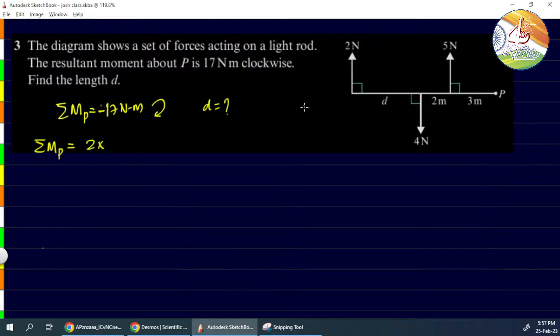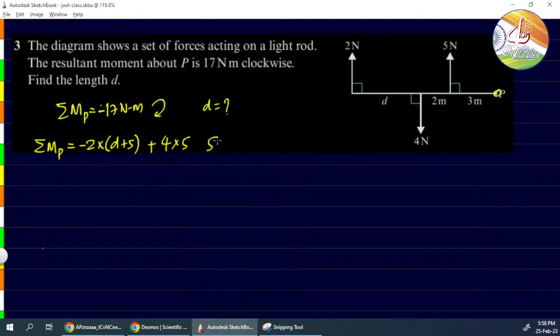2 into, the point is here, so we need to take the total distance. Total is D plus 5, no? Yes, D plus 2 plus 3. So D plus 5. And this is in clockwise direction, so minus. Then 4 Newton. The distance is 5. And this one is anti-clockwise, that is plus.